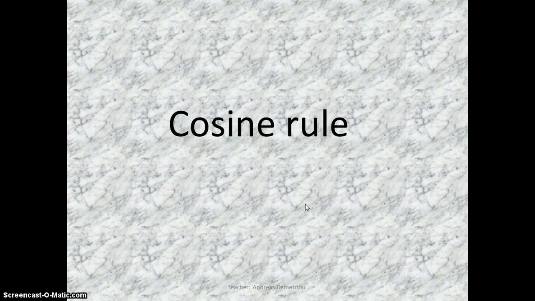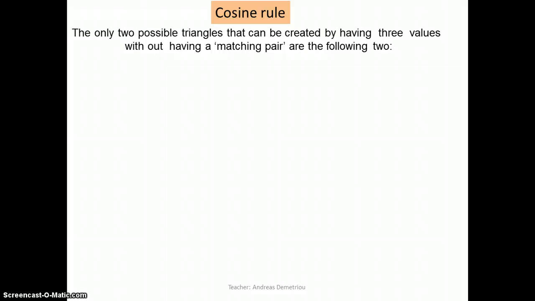In this presentation, I will explain the cosine rule. The only two possible triangles that can be created by having three values without having a matching pair are the following two.